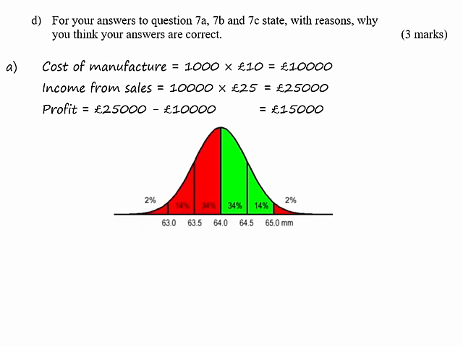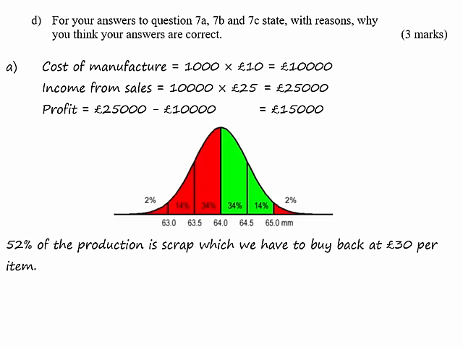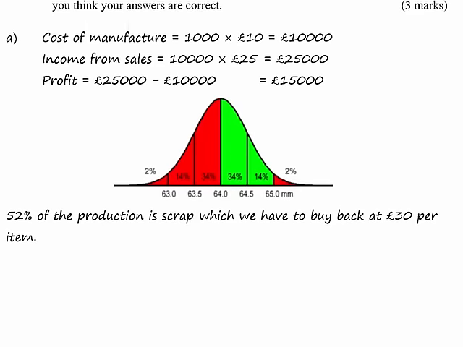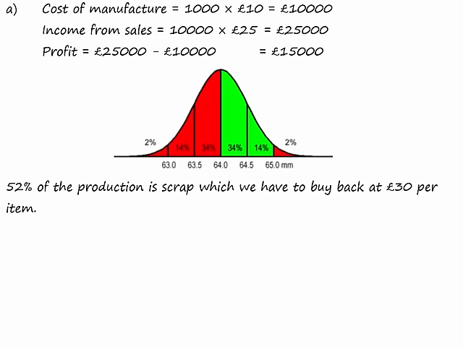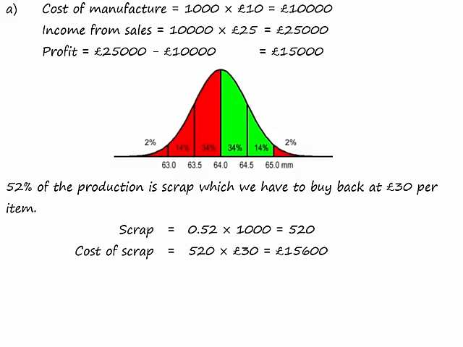52% of the production is scrap, and the buyback price is £30 per item. The number of scrap items is going to be 52% of 1,000, which is 520. The cost of that is going to be 520 times £30 each, which is £15,600. If we subtract 15,600 from our profit, we end up with a net loss of £600.